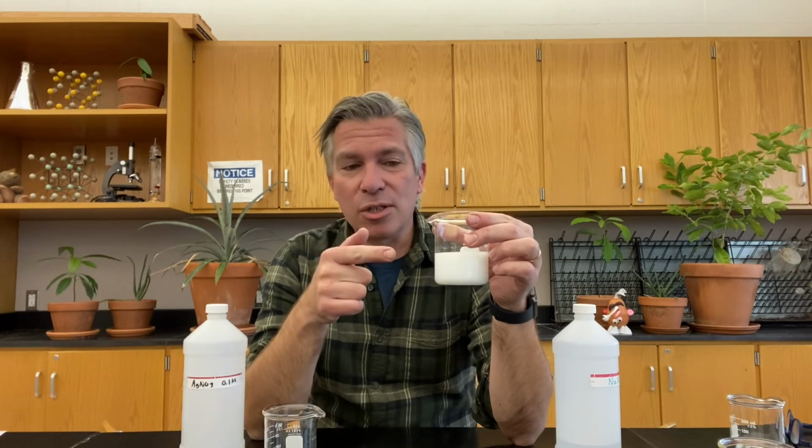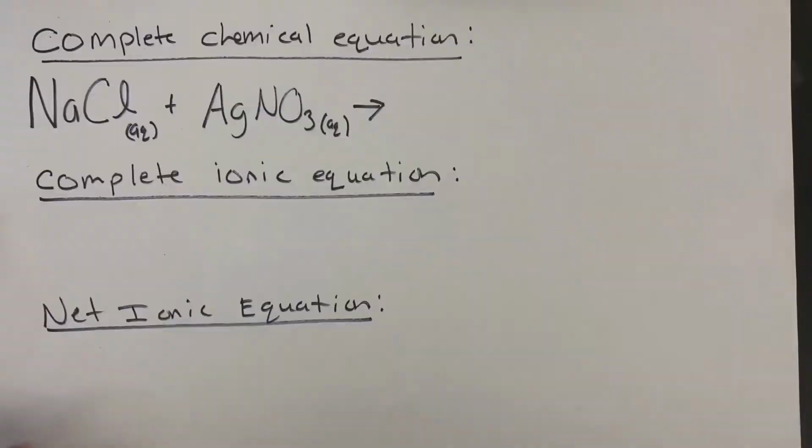So now that we've got our white precipitate, we have to answer the question, what is that stuff and what is the net ionic equation? Feel free to pause the video and try to write out the complete chemical equation, the complete ionic equation, and the net ionic equation for this reaction. So if you were able to correctly predict that silver chloride is the white stuff, then congratulations, you're doing a great job.